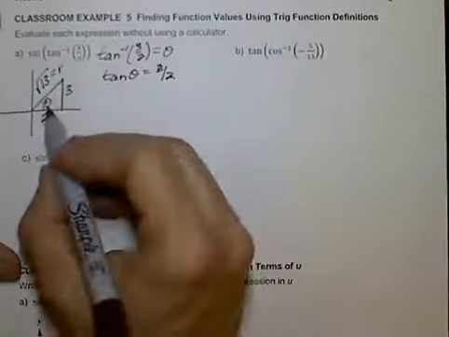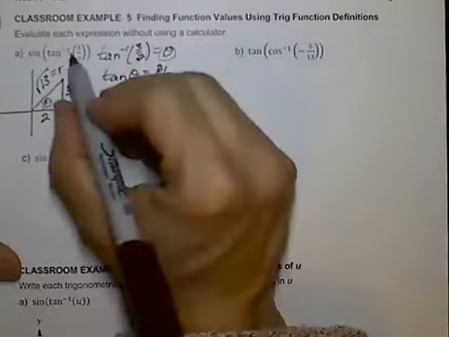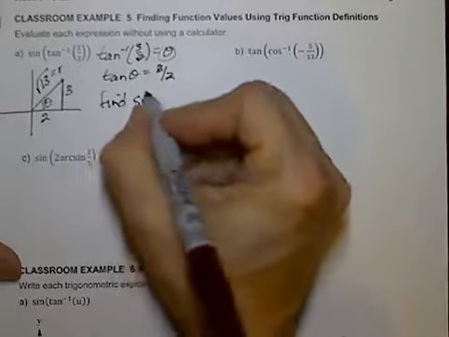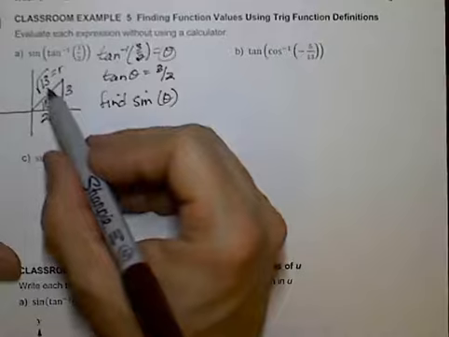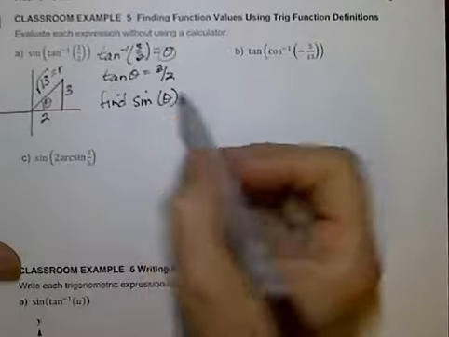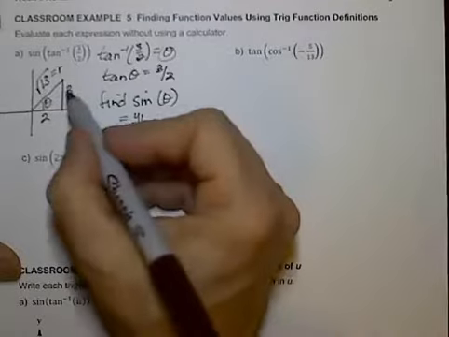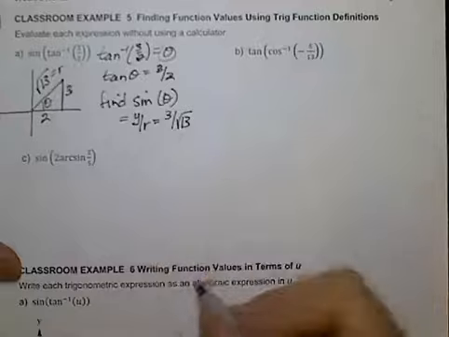So there's our theta angle. Now what we're trying to do, since we're using theta to stand for the inverse tangent of 3/2, we're trying to find the sine of theta. Well, we've got all 3 sides for this triangle, so we can find this. This would be y over r, which would be 3 over the square root of 13. Let's do another one like that.